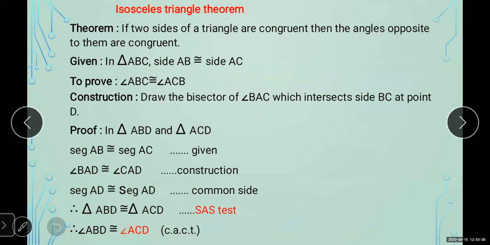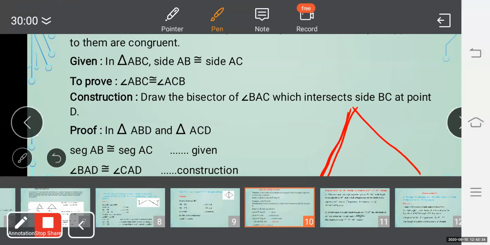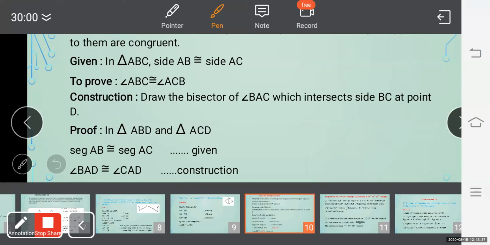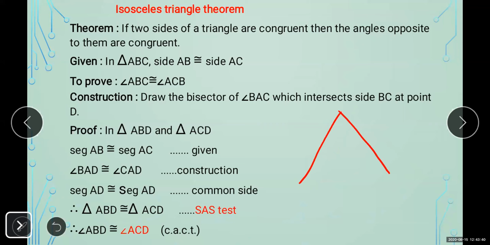Isosceles triangle theorem. If two sides of a triangle are congruent, then angles opposite to them are congruent. Okay. So given triangle ABC, I am going to draw a diagram statement by statement. What they are saying, if two sides of a triangle, so first of all, what do I have to do? I have to draw here a triangle. So here it is a triangle, okay. Two sides of a triangle are congruent. Of a triangle means a single triangle, two sides of one triangle.